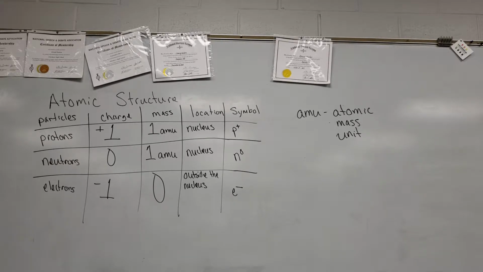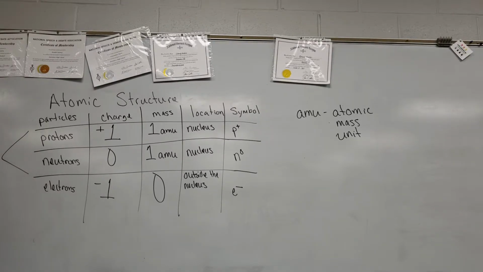What are protons and neutrons made up of? They make up the atom. They're made of something called quarks. Q-U-A-R-K-S. And the quarks are held together by gluons.